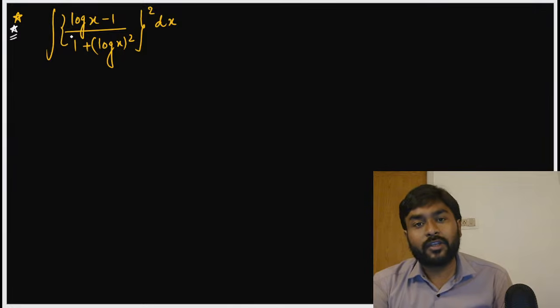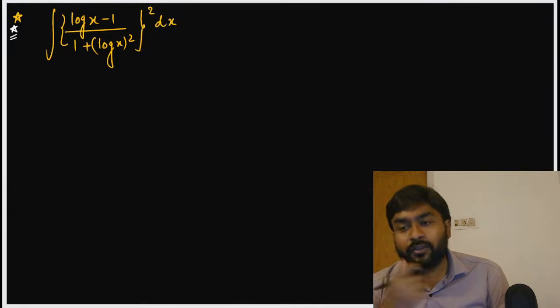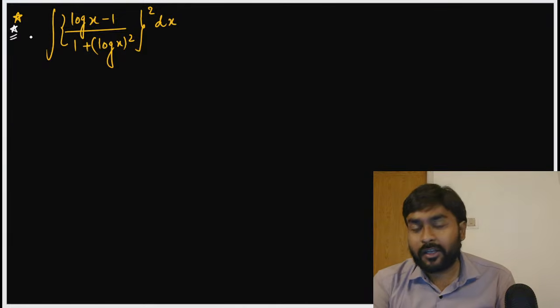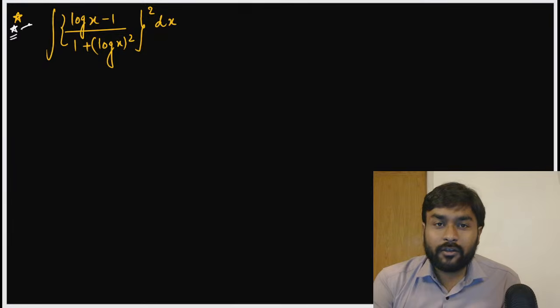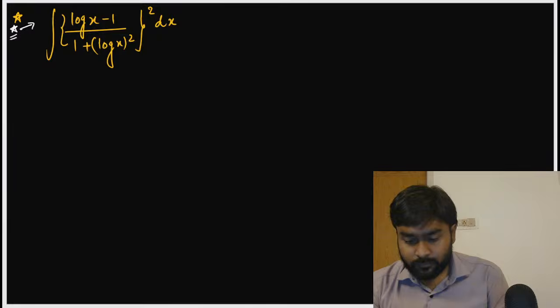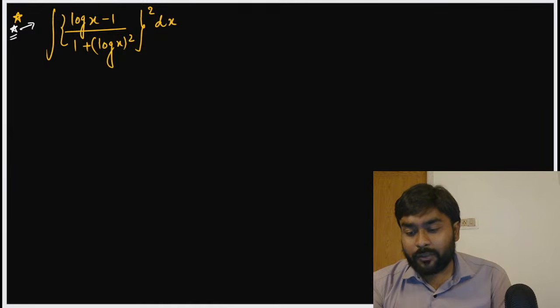Log x minus 1 divided by 1 plus log x square and whole square. Tell me what will be our method, how we can tackle this one, how we will start, what will be first line. First line is important again now. Tell me. Which one you are not getting? Tell me which one you are not getting. I will explain you again.